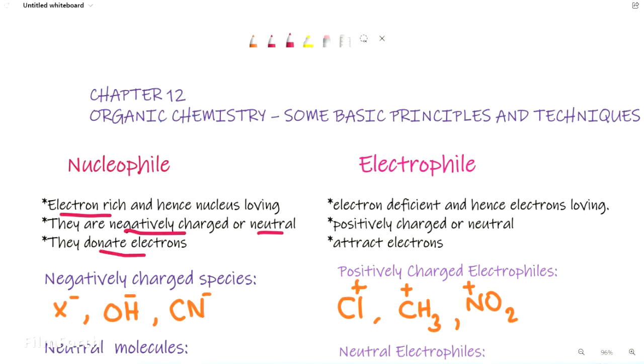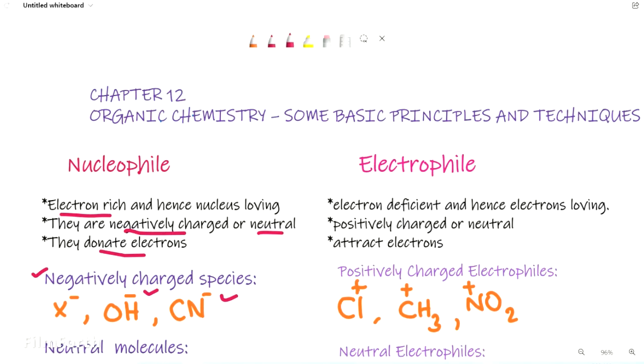Out of the two categories of nucleophile, the first one is negatively charged species, so X minus. Here X represents the halogens including fluorine, chlorine, etc. If they have a negative charge, it indicates that they have an extra pair of electrons, and this electron pair can be used in chemical reactions. Similarly, we have another example, OH minus, hydroxide ion. It also has a negative charge, which means it has an extra electron pair. Then cyanide ion, CN minus. So these are called negatively charged nucleophilic species.